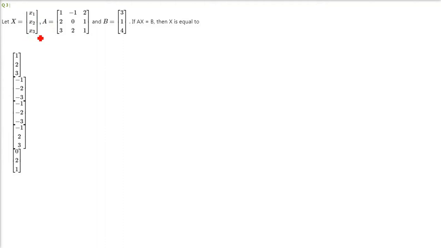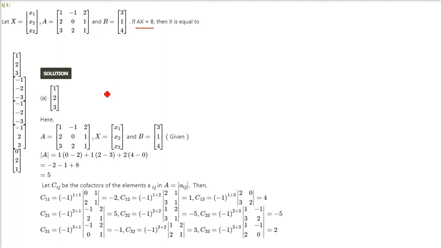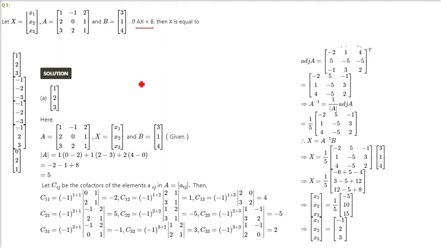So here we have X, A is also given and B is also given, and also AX equals B. So there are proper values, so we have to calculate the values now. Okay, so we have AX equals B, and what is A here? It is already given in the question: 1, 2, 3, -1, 0, 2 and 2, 1, 1.